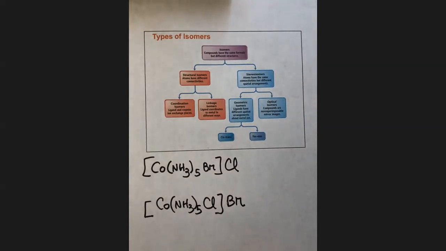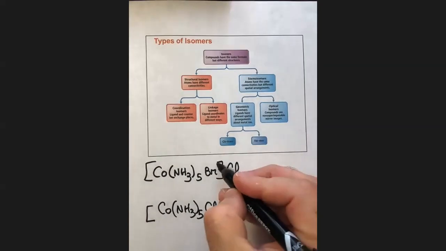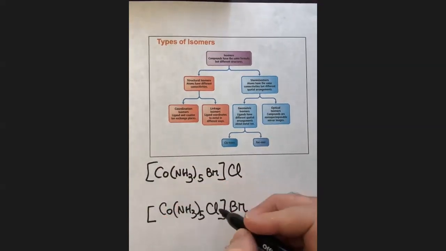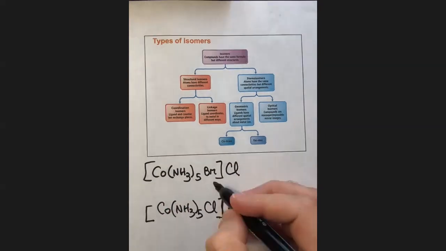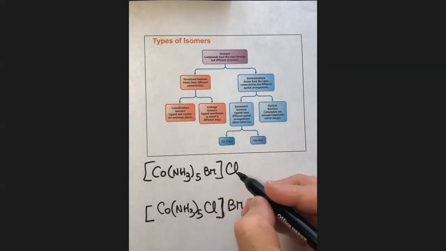Notice that the difference between these two is simply that inside the complex ion, which is indicated by the brackets, right? Inside the complex ion, in the top compound, you have a bromide ion as a ligand and a chloride ion as a counter ion.